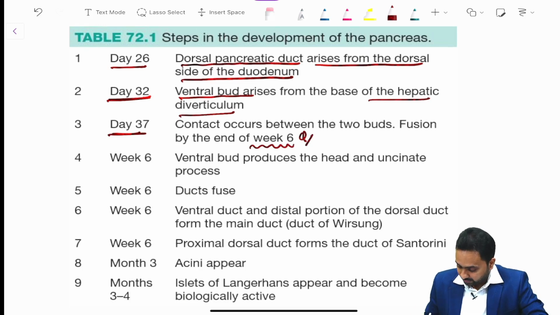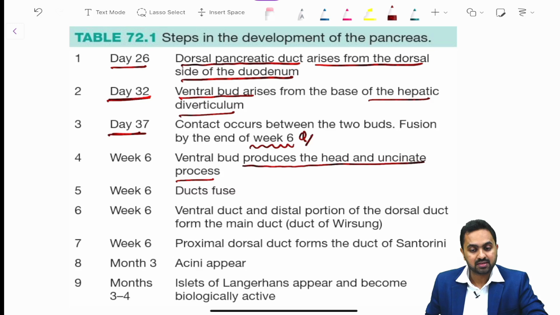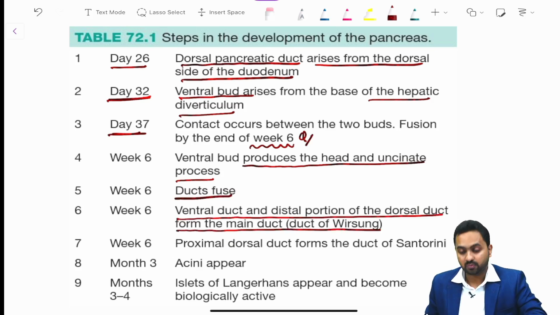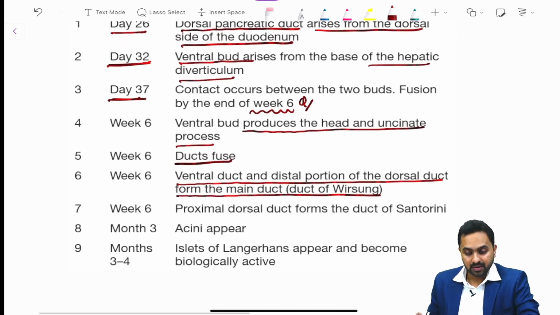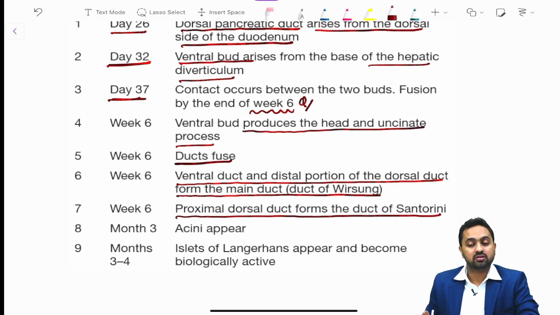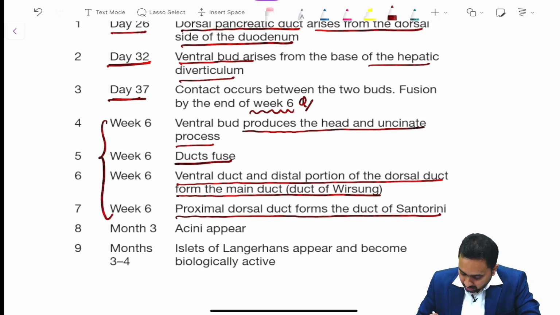Then at the 6th week, we have your ventral bud producing the head and the uncinate process. Then the ducts fuse, and the ventral duct and the distal portion of the dorsal duct form the main duct, which is the duct of Wirsung, and the proximal dorsal duct forms the duct of Santorini, which is your accessory duct, right. So the main important week to remember is week 6.